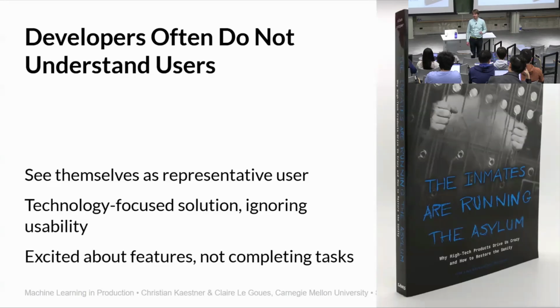But there's lots of other cases. This is a book, The Inmates Are Running the Asylum, that's 30 years old now, I think, really talking about how developers are really bad at designing tools for anybody else to use. We're okay at designing for other developers, but we're very bad at imagining what an end user needs.